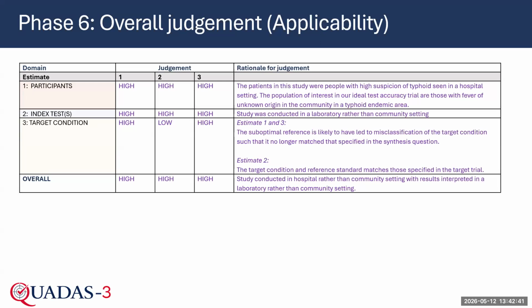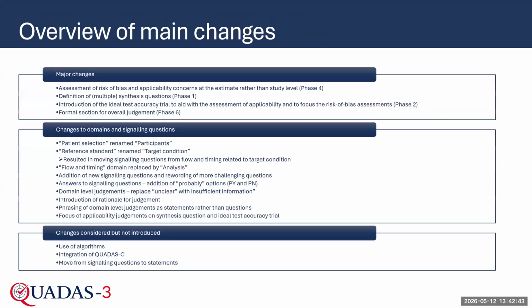So that was the QUADAS 3 tool. I've just got a little summary of the main changes compared to QUADAS 2. So the major change is assessment of risk of bias and applicability concerns at the estimate rather than the study level. And I think that's a really important, really helpful change, because you do have different concerns for bias and applicability for different estimates that come from the same study, as we've just seen from that example study.